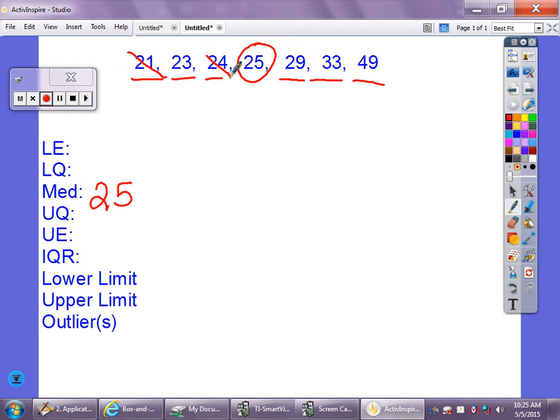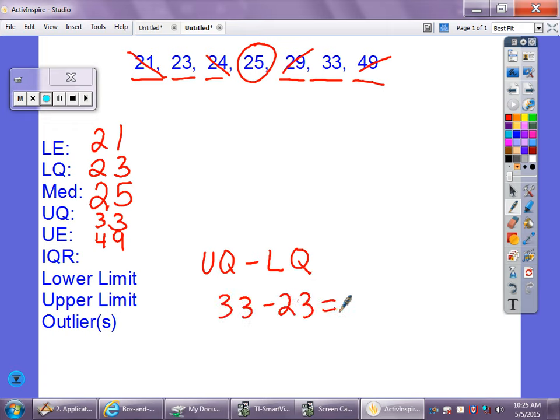Lowest, highest, so the middle, my lower quartile is going to be 23. Lowest, highest, my upper quartile is going to be 33. The lowest number in the whole group is 21. The highest number is 49. For my IQR, that is the upper quartile minus the lower quartile. So that is going to be 33 minus 23, which is 10. Okay, I'm then going to take 10 and multiply it by 1.5. And I get 15.